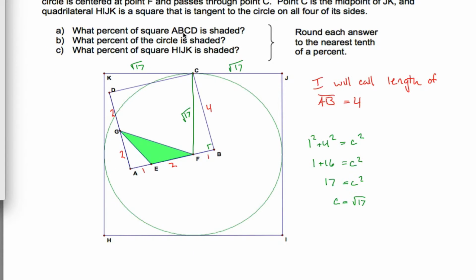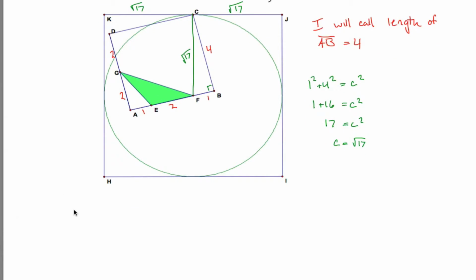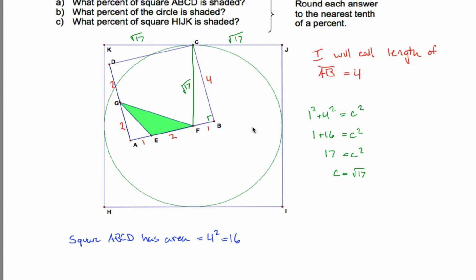So what percentage of square ABCD is shaded? Well, square ABCD has area. Let's see, the area of a square is the length times the width. So the length is 4, the width is 4. So the area of this square is 16.